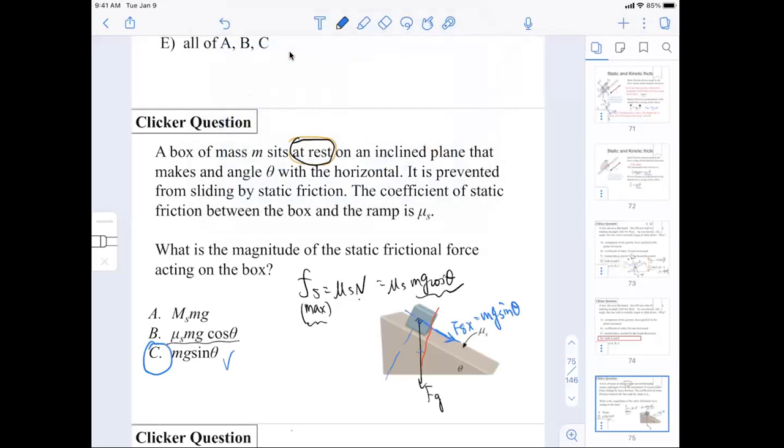You can see that there's a trap for static friction, right? You might be tempted to use this formula, but remember that formula is only for a maximum value. Kinetic friction, however, is always mu of K times normal force. So that is a fixed value.